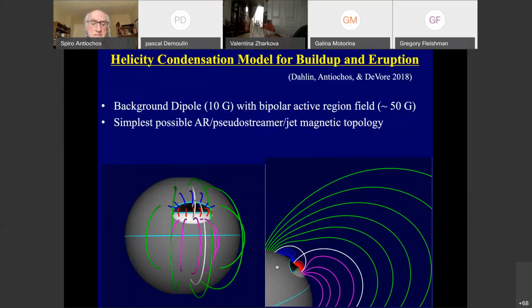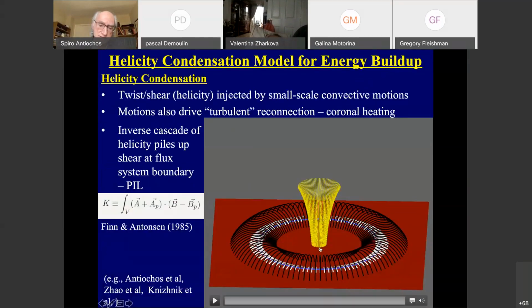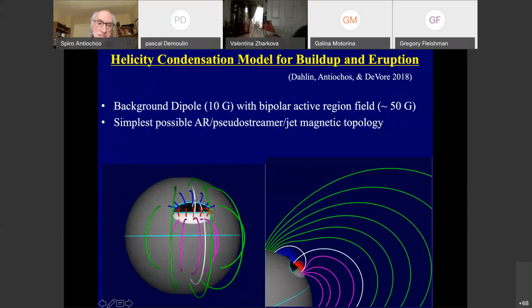And Joel Dahlin has shown that you can get eruptions with this. So here, if you look at this case, no matter how you drive this, you're not going to get an eruption because first of all, there's a box up here, and you don't have the spherical expansion that you need for it to get a nice eruption. So Joel has done this calculation, this helicity condensation, for a system that's appropriate to a dipole active region.